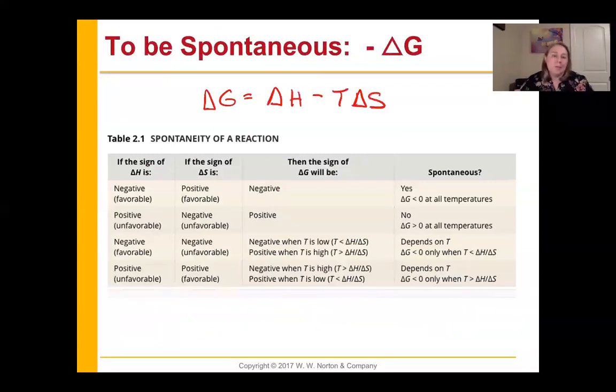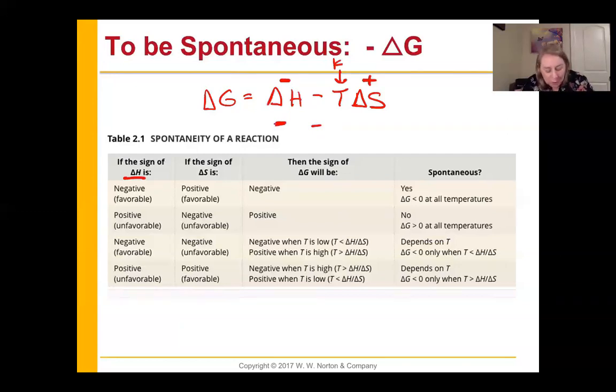So what's going to happen? If the sign on delta H is negative and the sign on delta S is positive, then what's the sign of delta G going to be? Well, if I look at this, I know that I have a negative here, minus T, and T is in Kelvin, so temperature is always going to be positive.